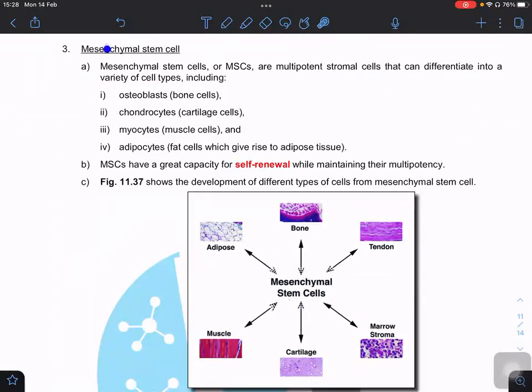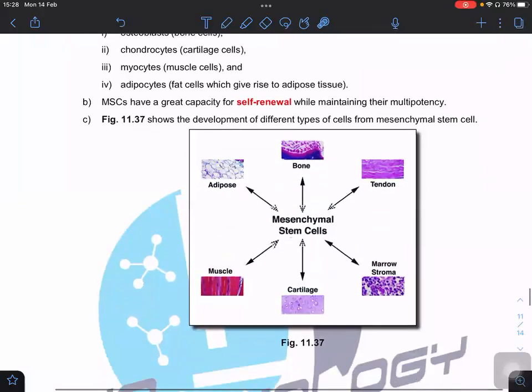Then we have another type called mesenchymal stem cells. It's more into different cell types. For example, they can develop into bone cells, cartilage, muscle cells, fat cells. They have great capacity for cell renewal while maintaining their multipotency. These mesenchymal stem cells have the ability to form tendon from the bone, adipose tissue, muscle, cartilage, and also the marrow stroma.